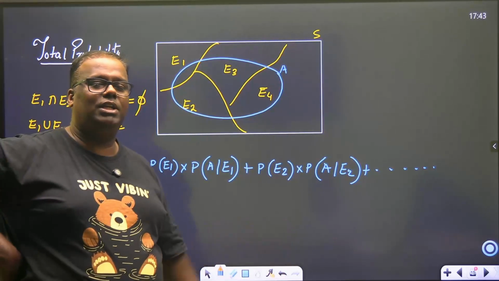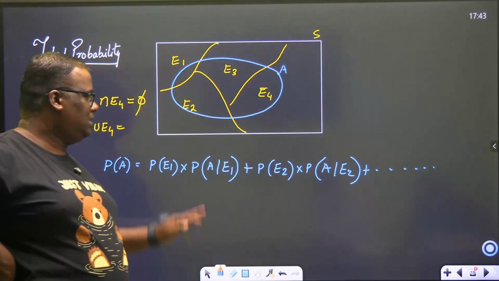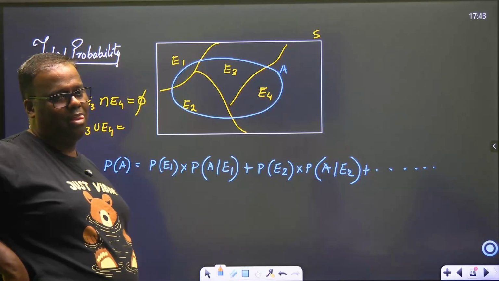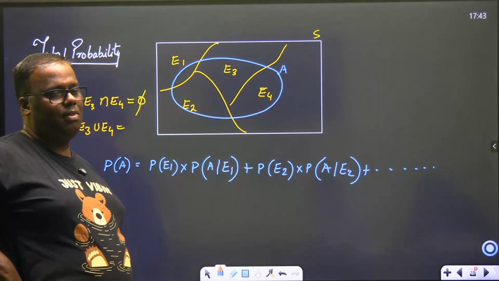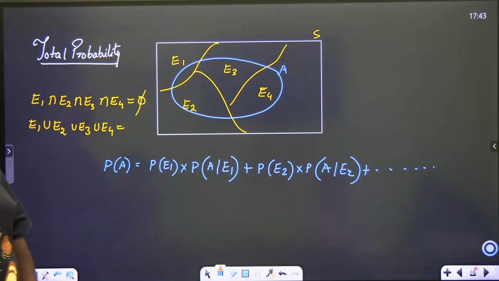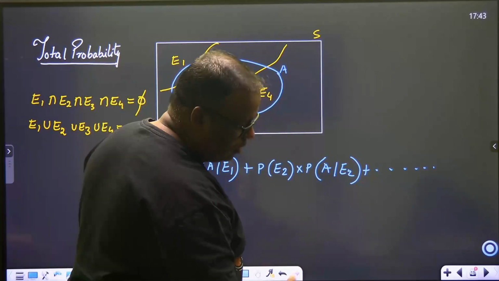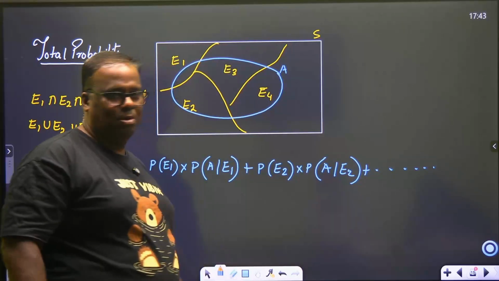Now we will complicate this a little and it will become easier for you. This is the theorem of total probability. And you yourself will understand where to apply conditional probability, where to apply Bayes theorem, and where to apply total probability.